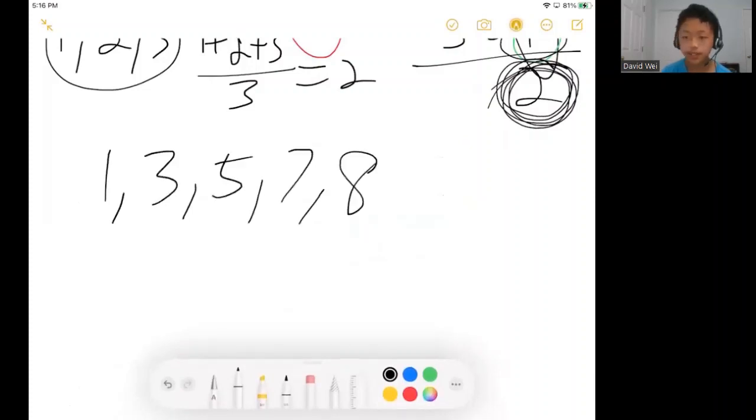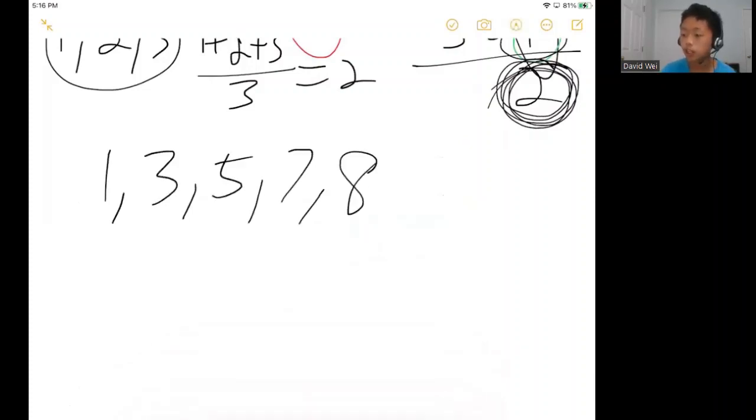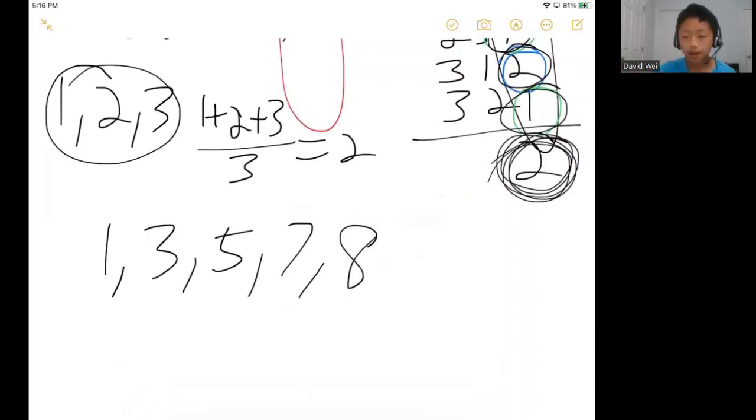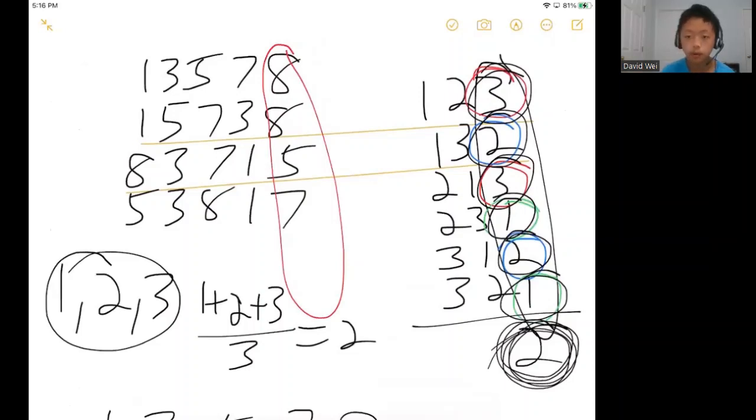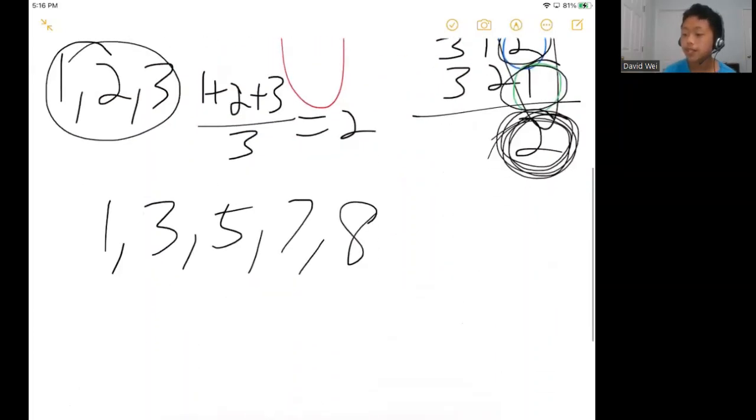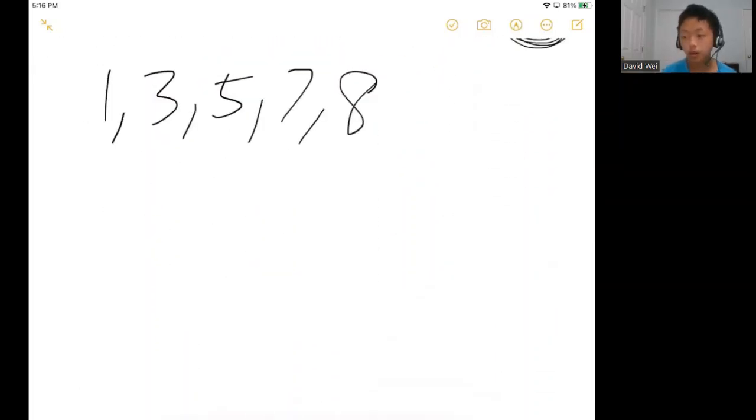So if we were to do the same logic we did with the 3-digit numbers, if we were to make all the permutations, all the possible numbers with the digits 1, 3, 5, 7, 8, and consider the rightmost column, like we did in the 3-digit case, each digit is going to appear the same number of times by symmetry. So the number of 1s is going to be the same as the number of 3s, the number of 5s, the number of 7s, and the number of 8s.